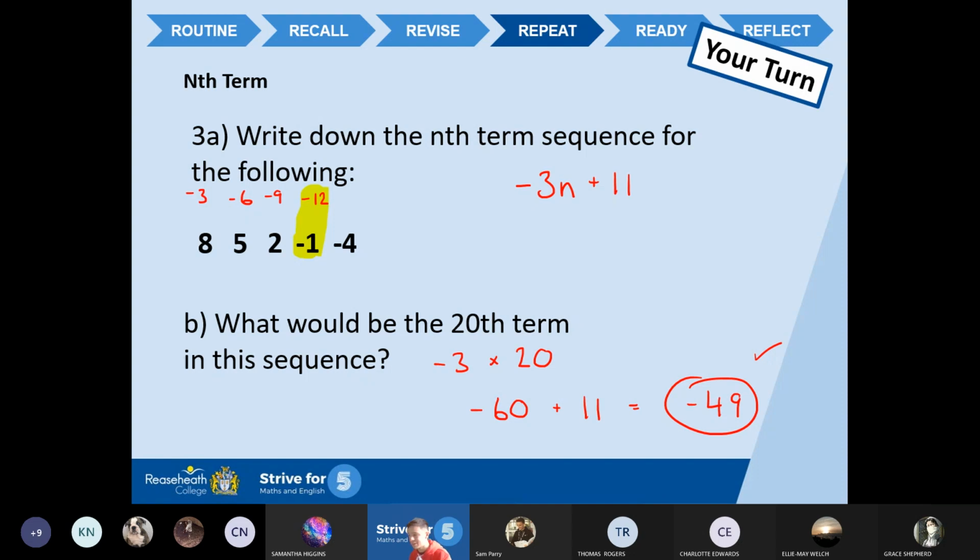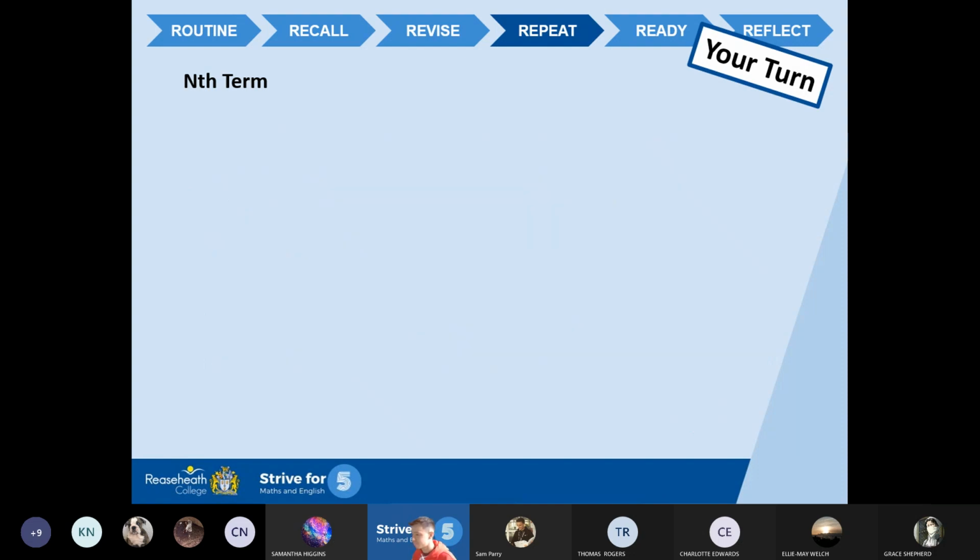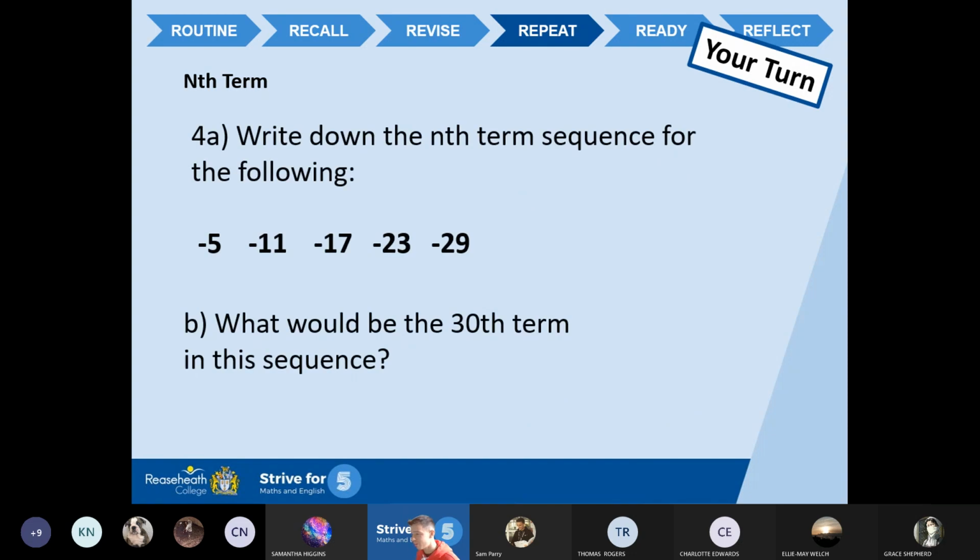So if you've got a strategy for negative numbers, excellent. Okay. Minus 5, minus 11, minus 17, minus 23, minus 29. That's going to be minus 6. Going down in minus 6. And minus 6n. How do I get from minus 6 to minus 5? I add a little 1. Add 1. What would be the 30th term in the sequence?